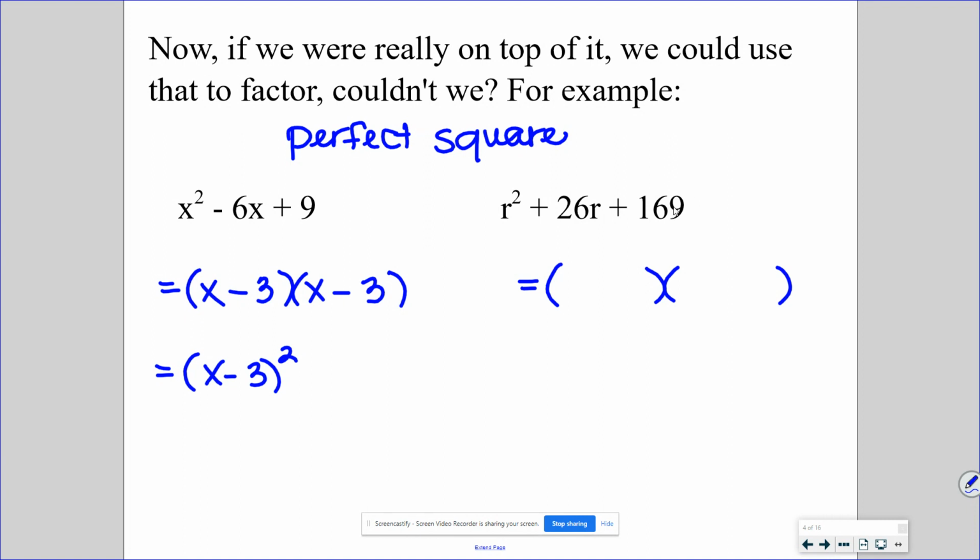Same thing over here. So what times what equals 169 that adds up to 26? Well, 13 times 13 is 169, and 13 plus 13 is 26. And since these parentheses match here, you could write it as x plus 13 squared.